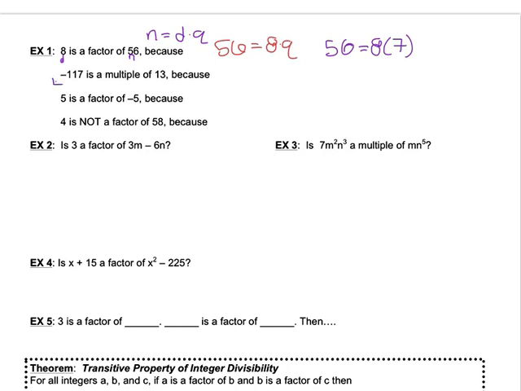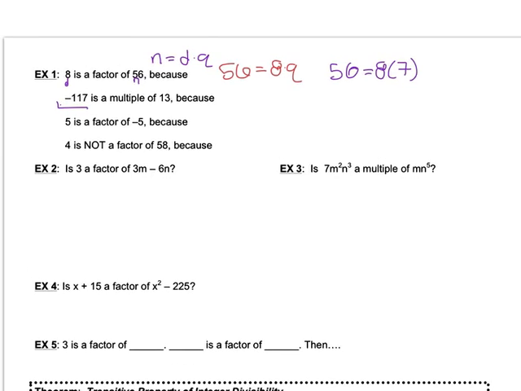Same with negative 117 is a multiple of 13. So we're just rewording it, but we still need to go back to this relationship. So if negative 117 is a multiple of 13, then I should be able to write it as 13 times some number q. So you just grab your calculator and divide. Negative 117 divided by 13. You get negative 9. So we've just shown that, in fact, it is a multiple of 13.